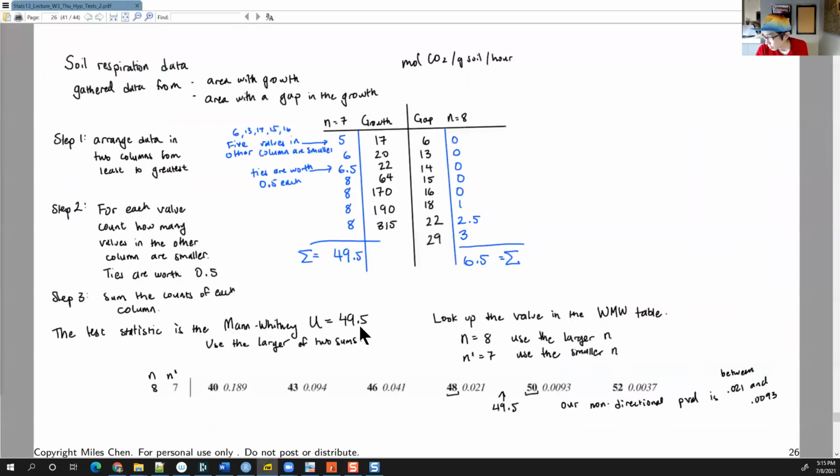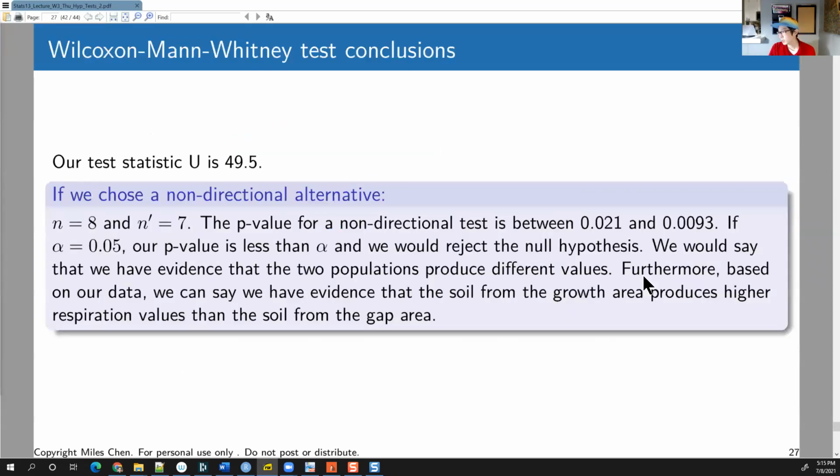All right, so I think I have all of this in your notes. So our non-directional p-value. If we had chosen the non-directional alternative that said one population tends to produce larger values than the other, let's say our alpha is 5%. If n equals 8, n prime 7, the p-value for the non-directional test is between 0.021 and 0.0093. If alpha is 5%, our p-value is less than alpha, we reject the null hypothesis. And we would say that we have evidence that the two populations produce different values.